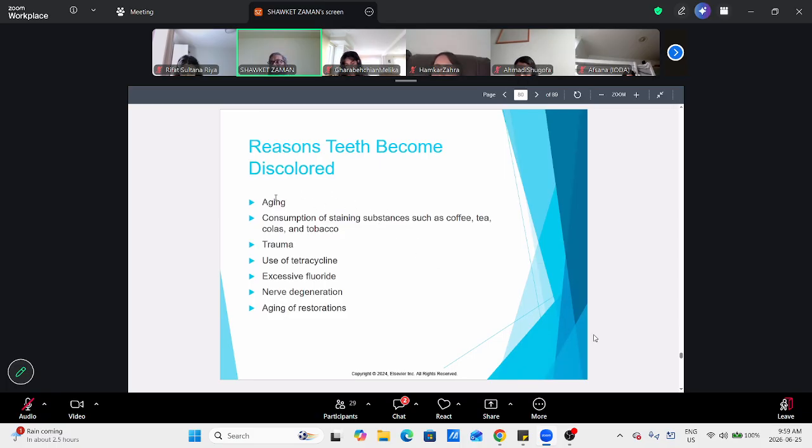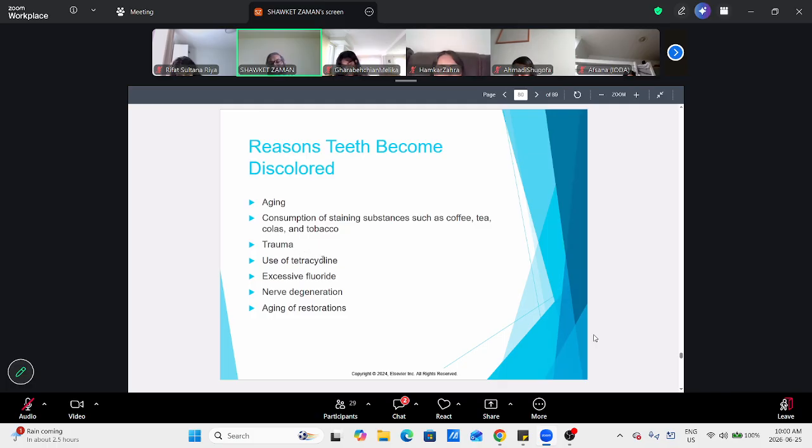Sometimes aging is one factor. Aging is one factor that discolors the teeth because they may take coffee, tobacco, or consume tea, colas, tobaccos. They will make stains on the tooth surface. Trauma is another factor, like a sports injury, especially for kid patients. When they get a sports injury, the tooth becomes discolored because of the rupture of the blood vessels inside the tooth.